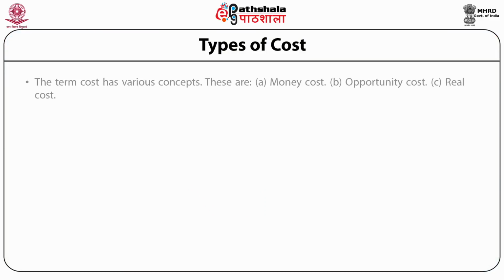The accountant's view of cost is different from that of economics. The accountant tends to focus on the explicit and historical cost. On the other hand, economists emphasize that for efficient decision making by the firm, it is opportunity cost rather than explicit and historical cost that must be considered. Types of cost. The term cost has various concepts. These are money cost, opportunity cost, and real cost.